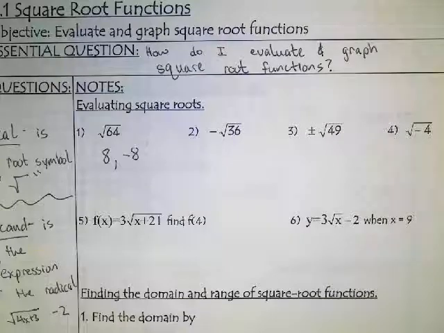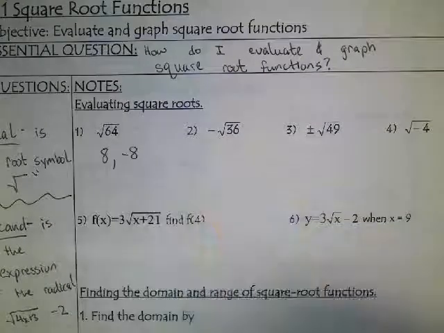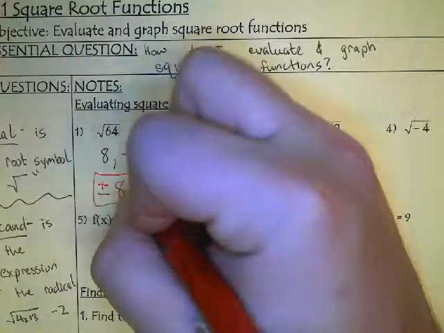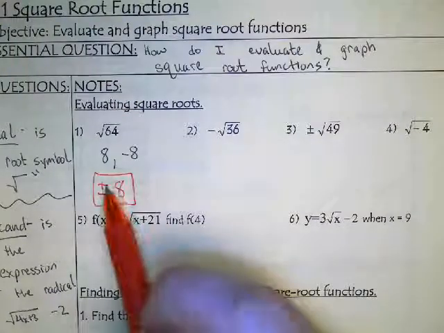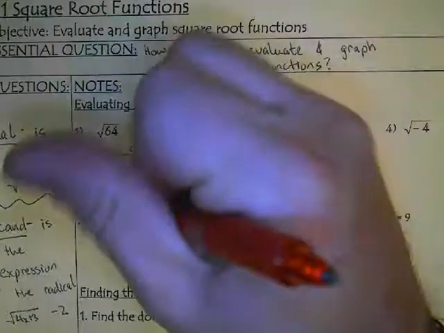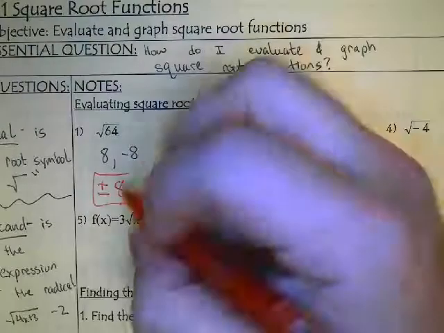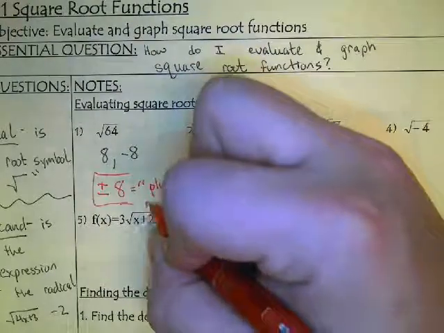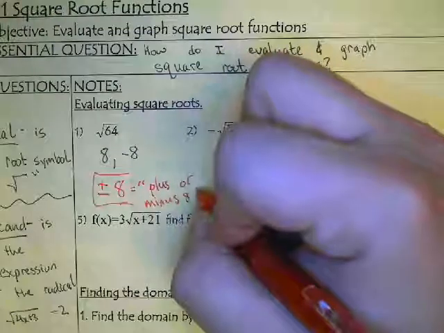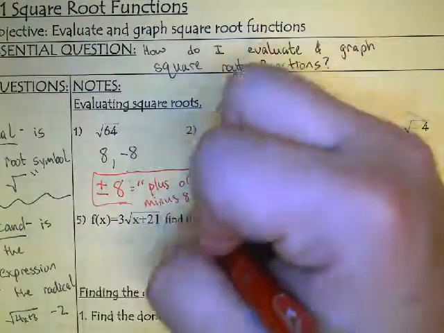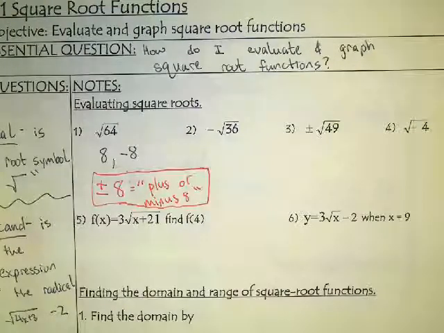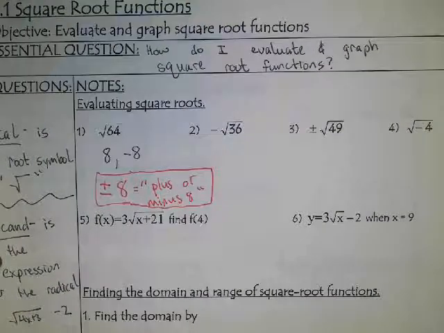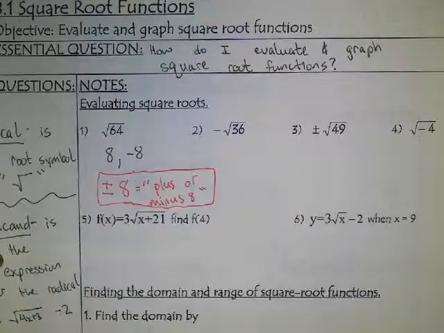The way you might see this written is, since I have one that's positive and one that's negative, you'll see this symbol, which translates to plus or minus 8. When we read the plus and minus sign, we read it as plus or minus 8. So we're thinking of it as both positive and negative.